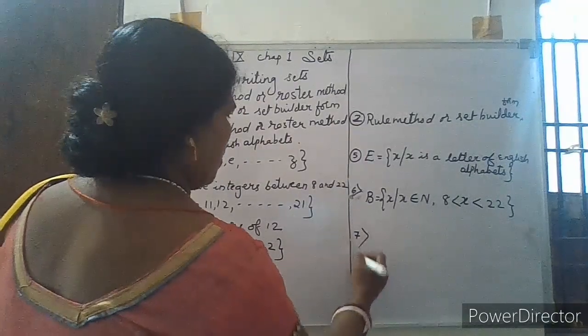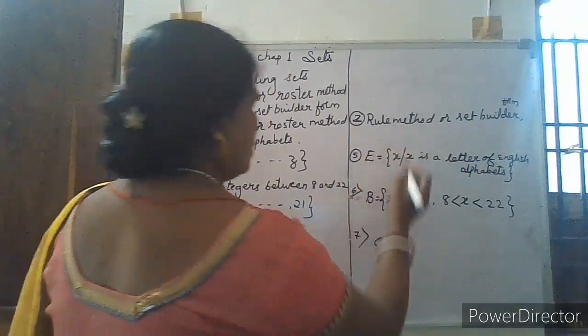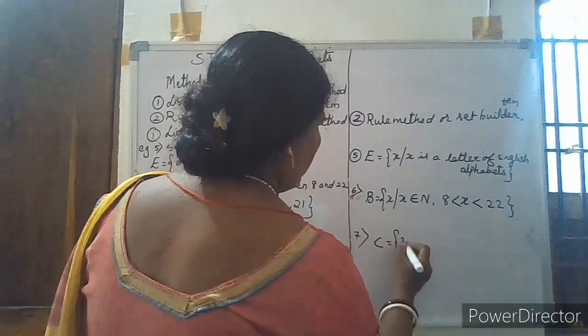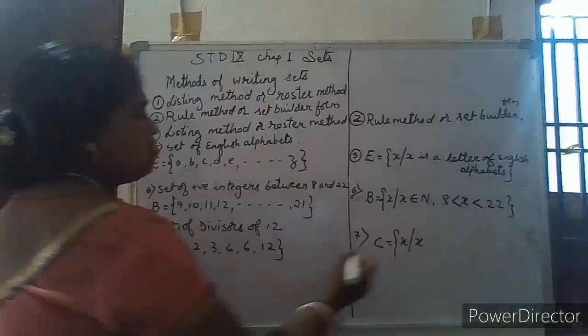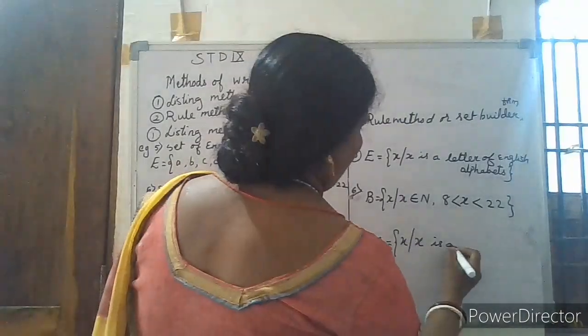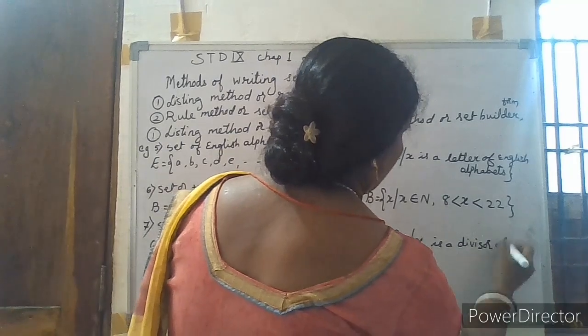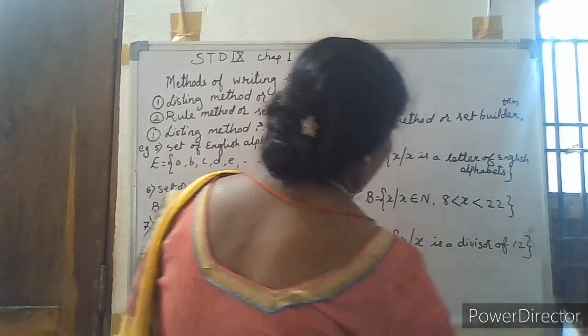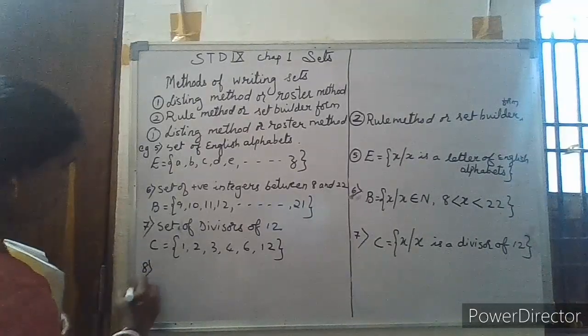Now the seventh one. C is equal to, when we write it in the rule method, X is an element such that X is a divisor of 12. I can write directly in this way. Yes. Now, 8th example.